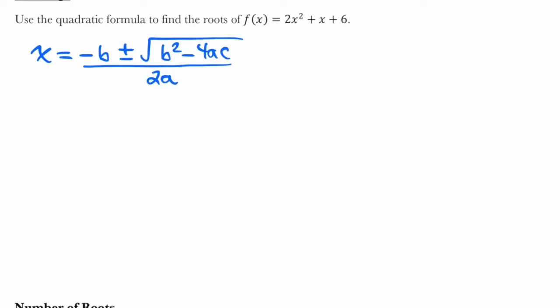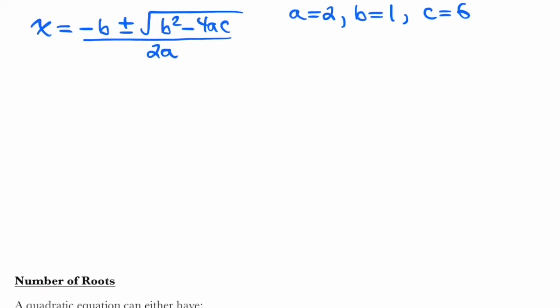Don't forget that the a value is just the coefficient of the x squared term, so in this case a is 2. The b value is just the coefficient of the x term, in this case b is 1. And finally, c is just a number on its own with no x's. In this case, it would be 6. Substituting into the quadratic formula, we get the following.